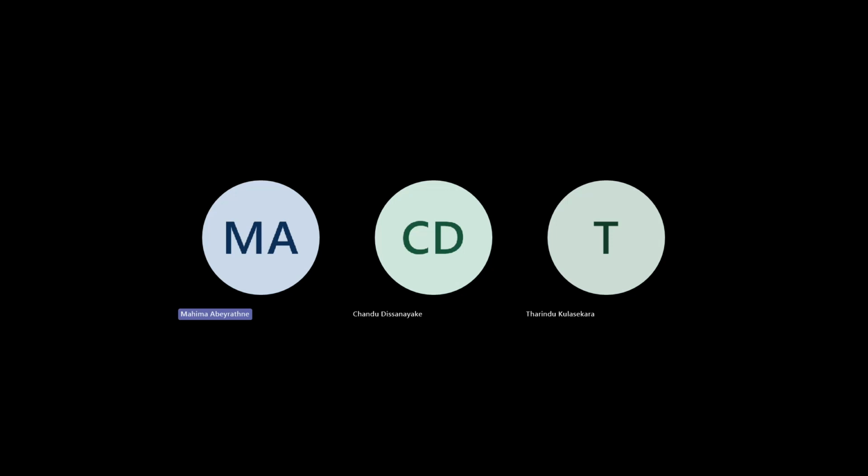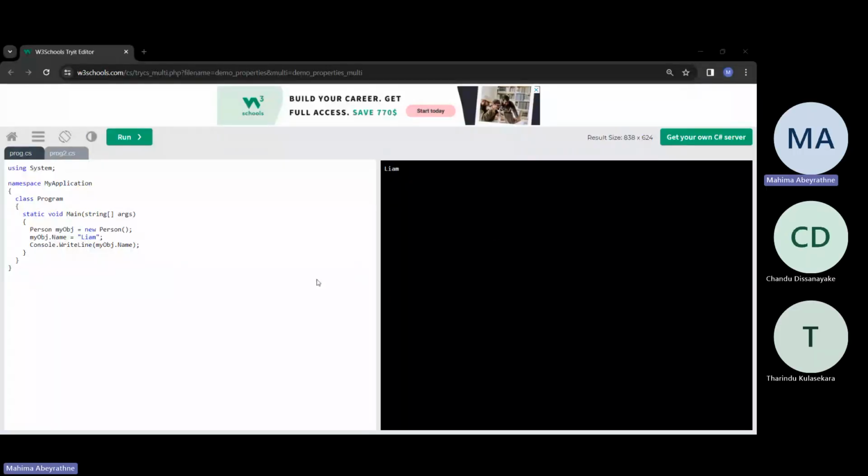Can you see my screen? Yeah, can you see? Is this how to write a property? Yeah, yeah, this is how to write a property.